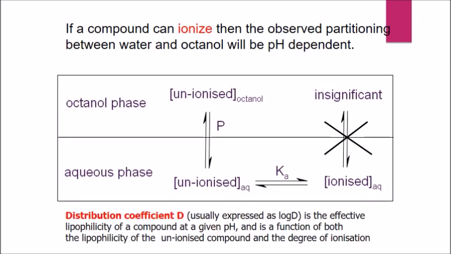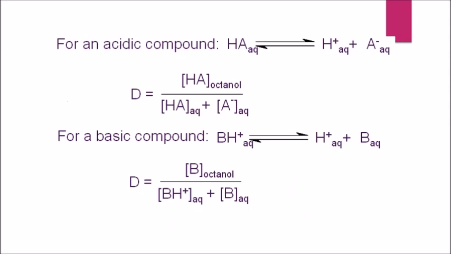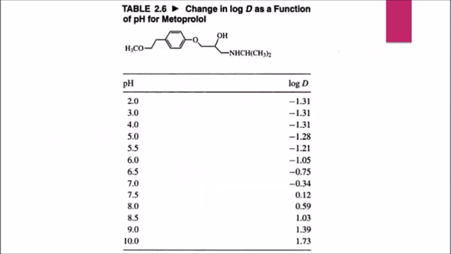The distribution coefficient D is usually used when the compound is ionized. It is the effective lipophilicity of a compound at a given pH and is a function of both the lipophilicity of the unionized form and the degree of ionization, because it takes Ka into consideration. For an acidic compound, for example, the distribution coefficient is the concentration of the unionized form in octanol divided by the concentration of the unionized form in aqueous plus the ionized form, and the same goes for a base.